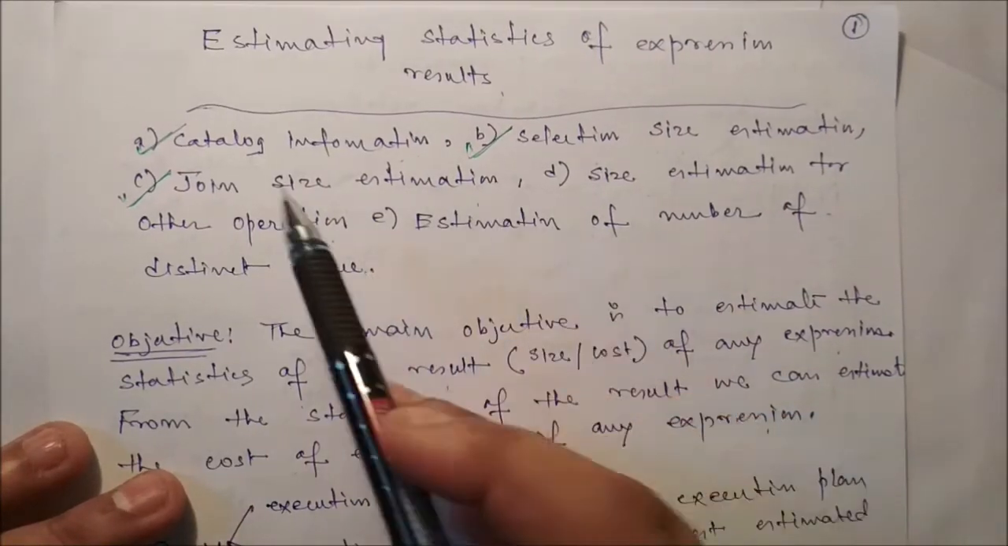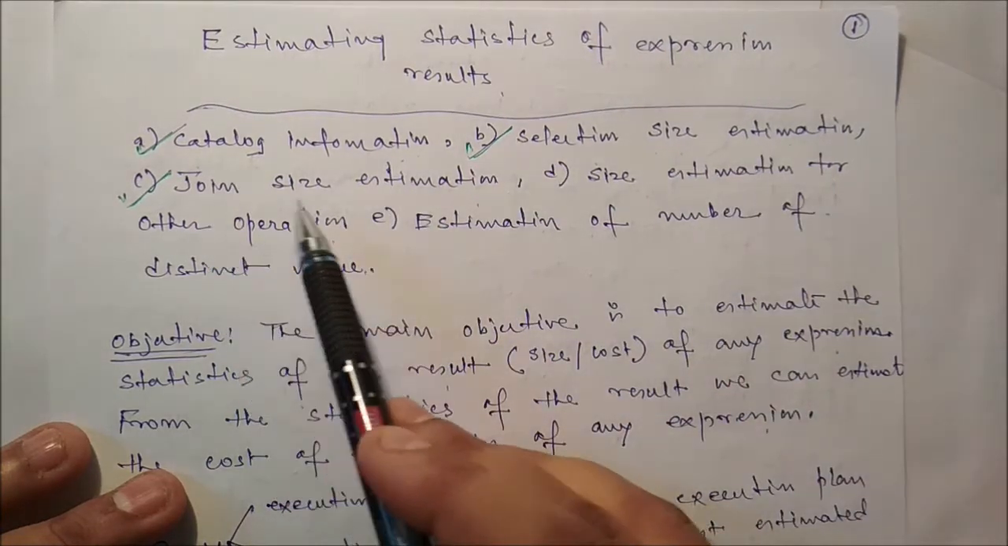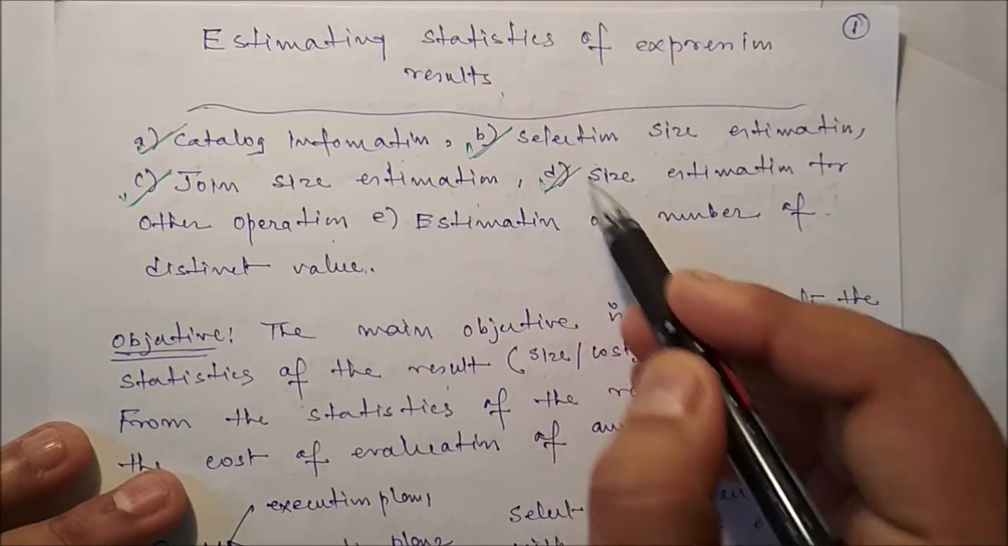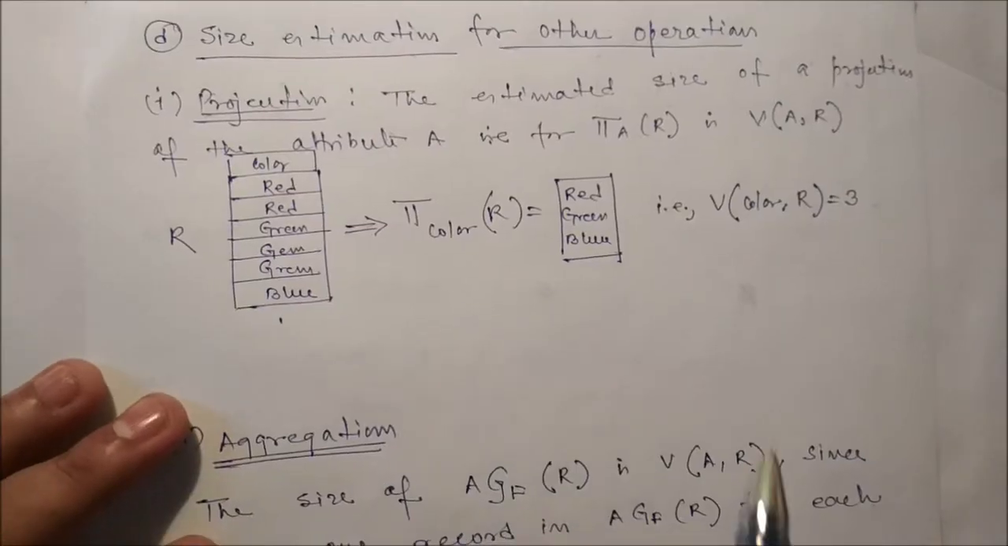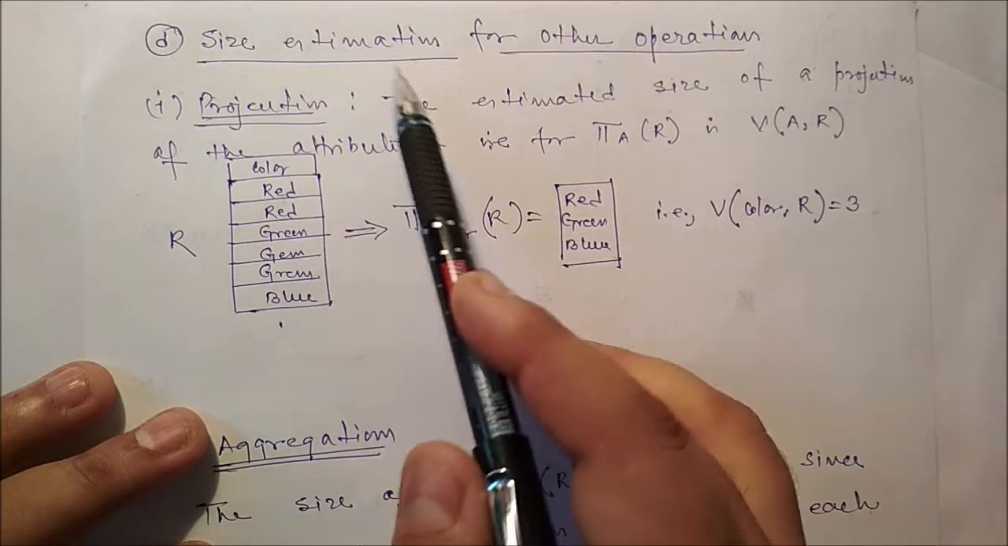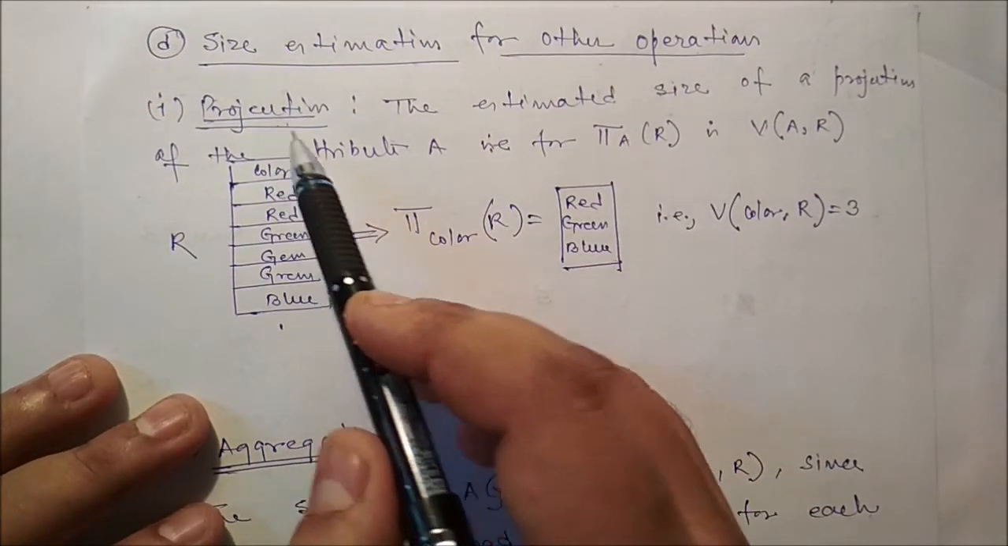Okay, so we have completed catalog information, selection size estimation, and join size estimation. Now we'll talk about size estimation for other operations. So first of all, you take the projection. The projection is what? You already know.